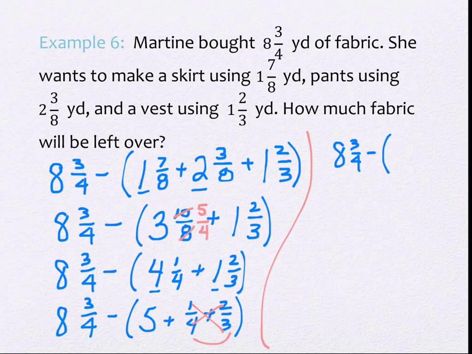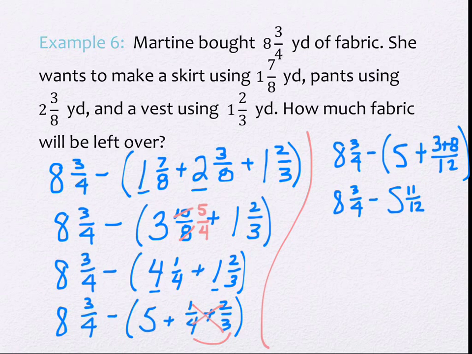Now I have 5. And then I've got 3 plus 8 over 12. Does that look right? Okay, awesome. So here's my 8 3/4 minus 3 plus 8 is 11. So this is, actually I don't even need the parentheses anymore. This is 5 and 11 over 12. All right, so far so good?